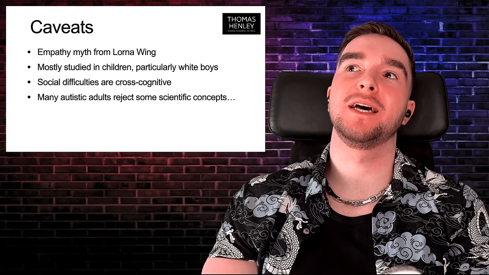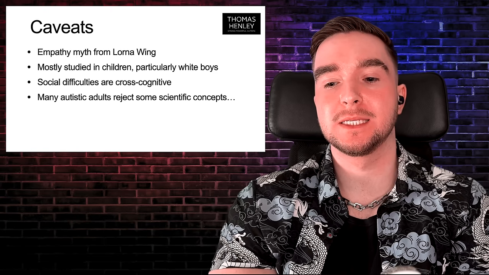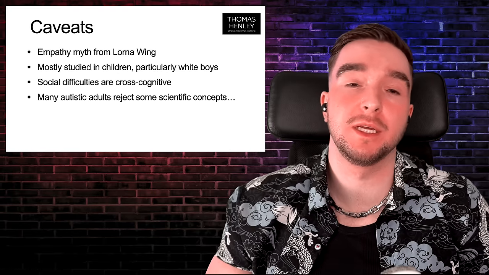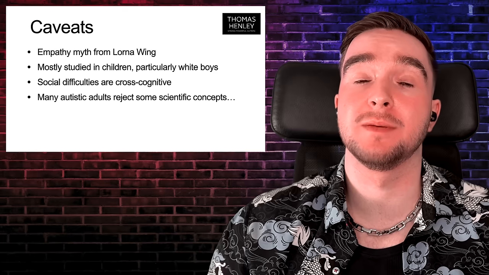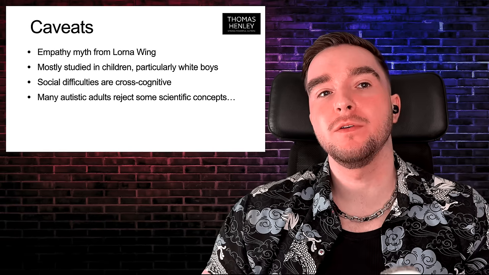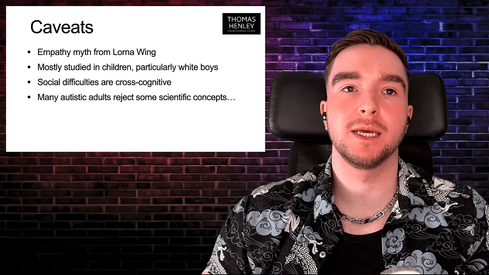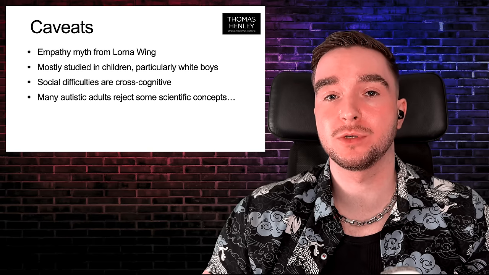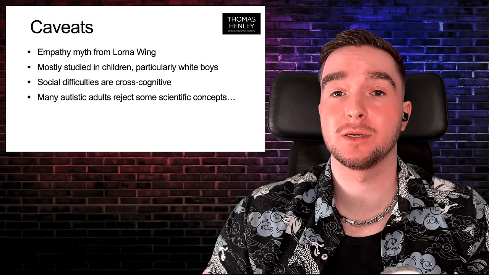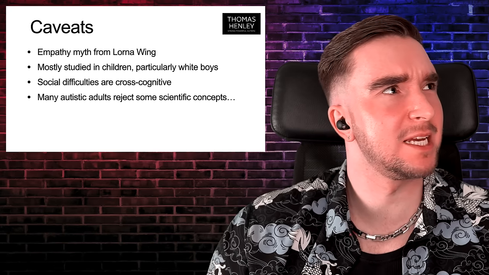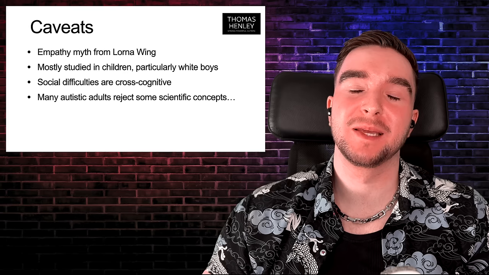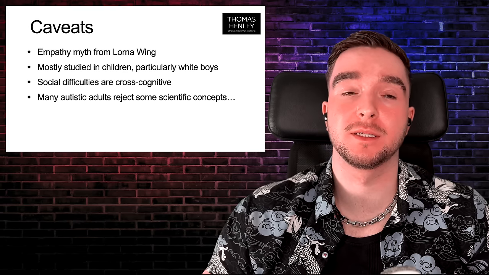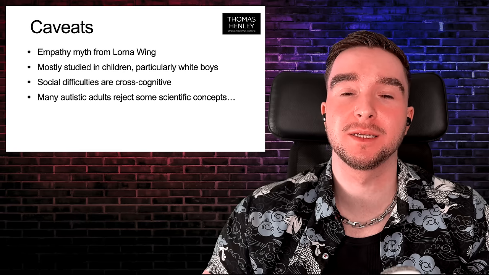So let's talk about some of the caveats of this model. This is Lorna Wing's model, and Lorna Wing was under the assumption that autistic people lacked empathy, which is a myth, and we will go into why that is the case. A lot of autism has been mostly studied in children, particularly in white boys, meaning that people from different cultures, backgrounds, different genders and sexes might be a bit different. And a lot of the research has been done on white boys, so there's going to be a little bit of a bias in those cases.